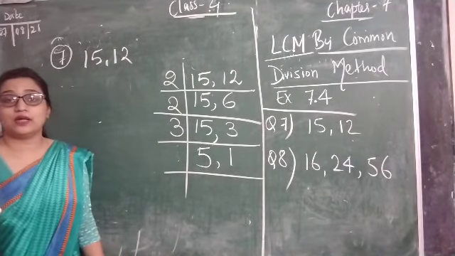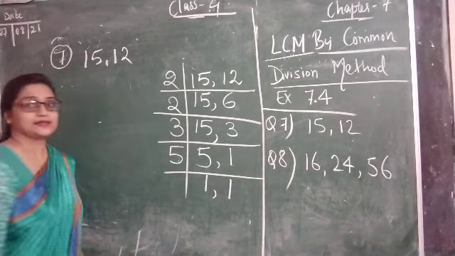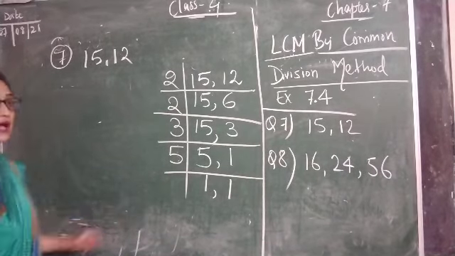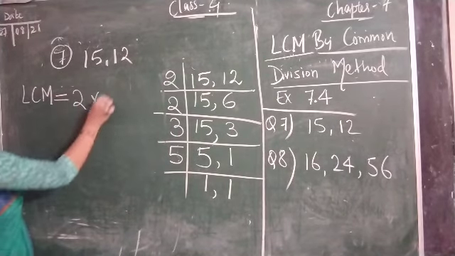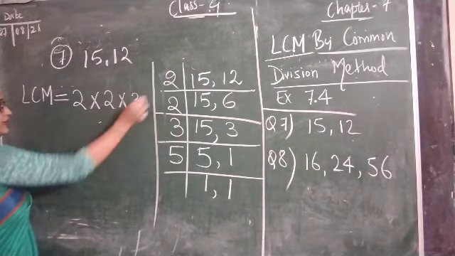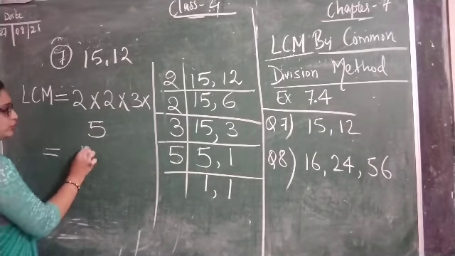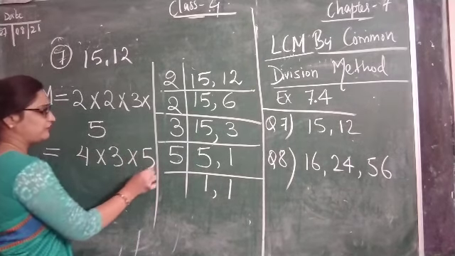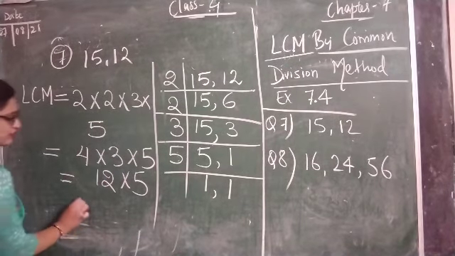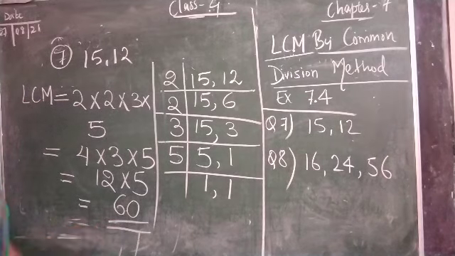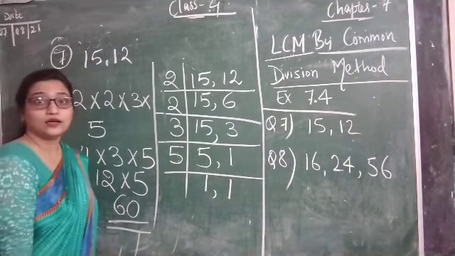5 itself is a prime number. It cannot be divided by any other number. So let us take 5 itself. 5 ones are 5. 1 as it is. Now we got the prime numbers here. Now the LCM equals the prime numbers 2 into 2 into 3 into 5. Let us multiply. 2 into 2 equals 4. 4 into 3 equals 12. 12 into 5 equals 60. So this 60 is the LCM of 15 and 12.